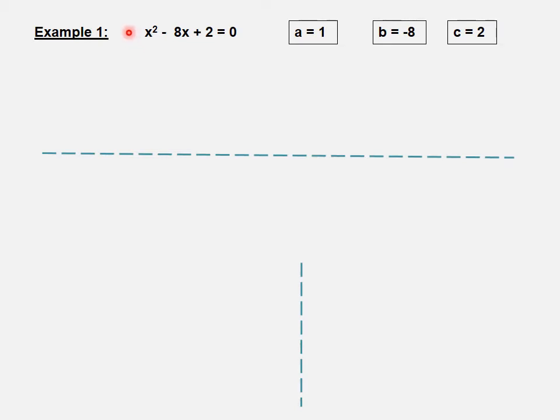So notice here we have our normal equation, x squared minus 8x plus 2 equals 0. And first we need to always identify what is a, b, and c from the equation. So a is 1, that's the constant in front of the variable. So a is 1, our b is negative 8, and our c is 2.